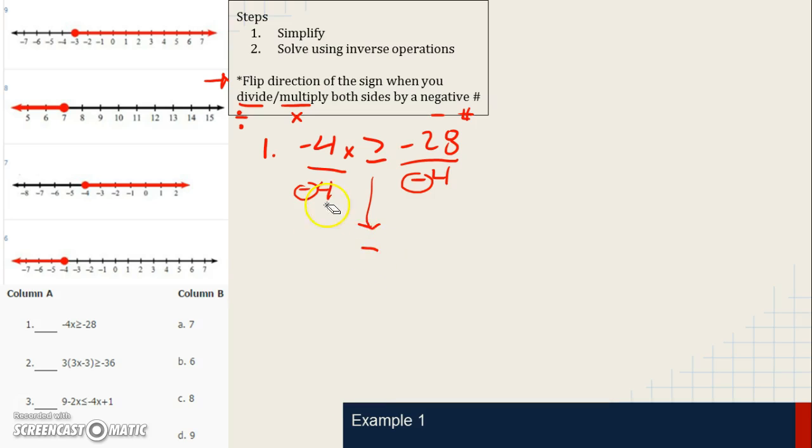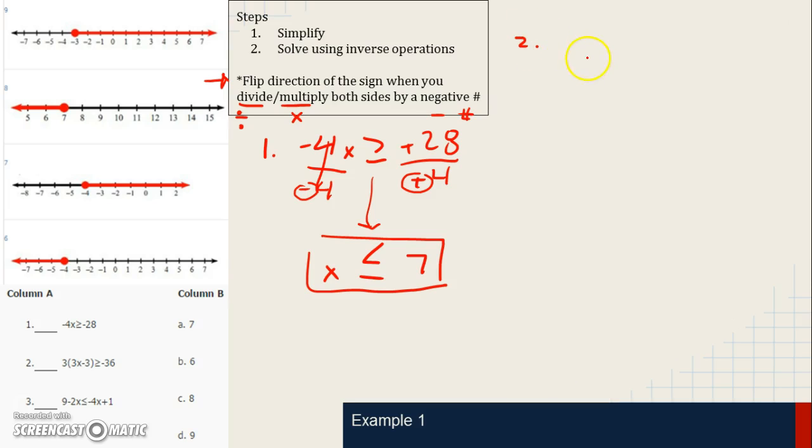So I'm going to erase this real quick. We're going to point it this way, and we keep the equal to. So we have x is less than or equal to, a negative divided by a negative is a positive, and 28 divided by 4 is 7. So we have x is less than or equal to 7. That is our answer for the first one.